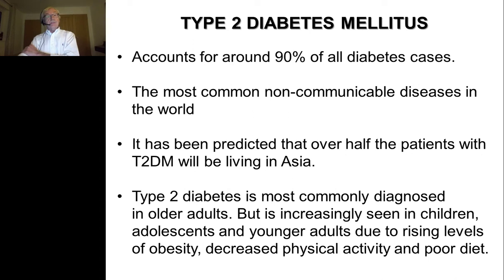Type 2 diabetes is commonly found in the older individual, adults, but unfortunately is increasingly being seen in children, adolescents, and younger adults. This is due to the rise of level of obesity, the decrease in physical activity, and poor diet found in these younger individuals.